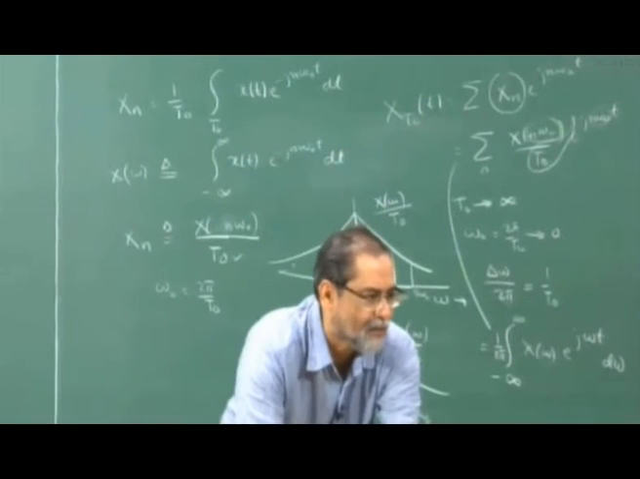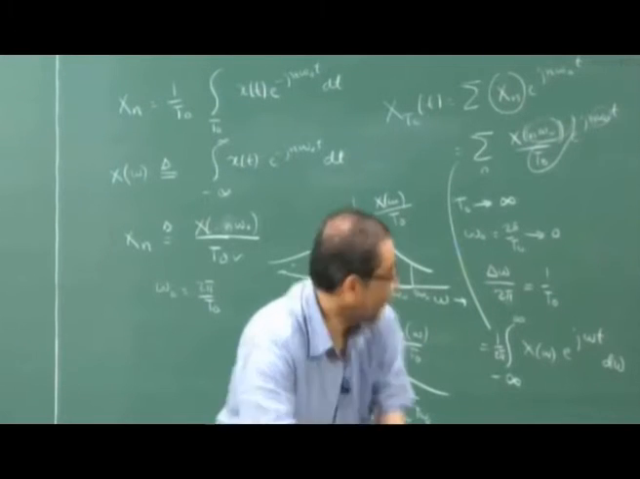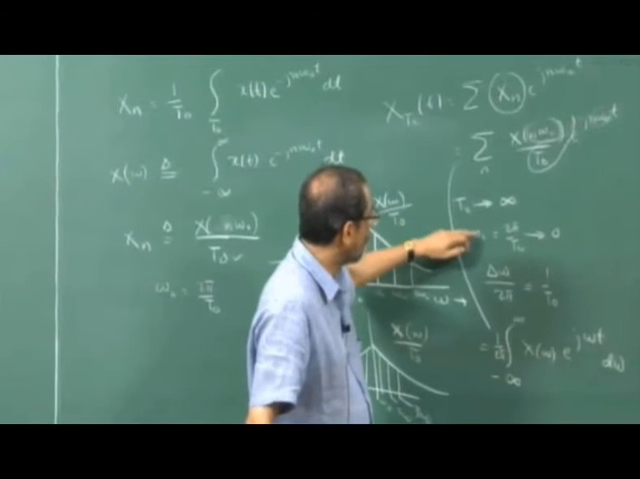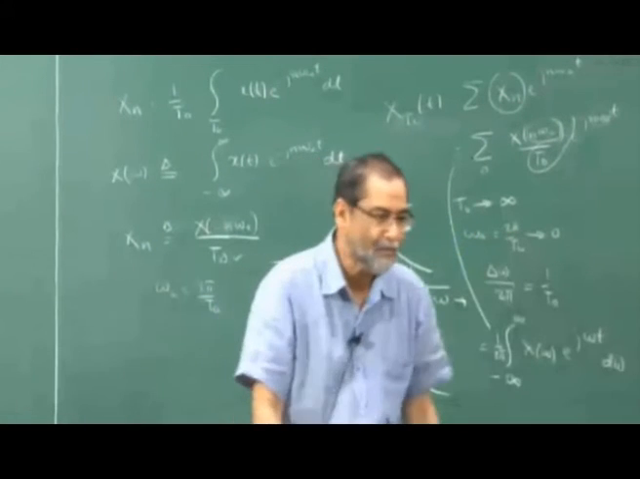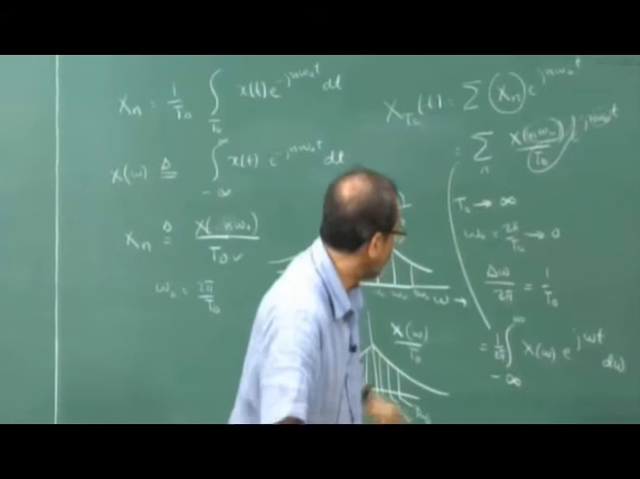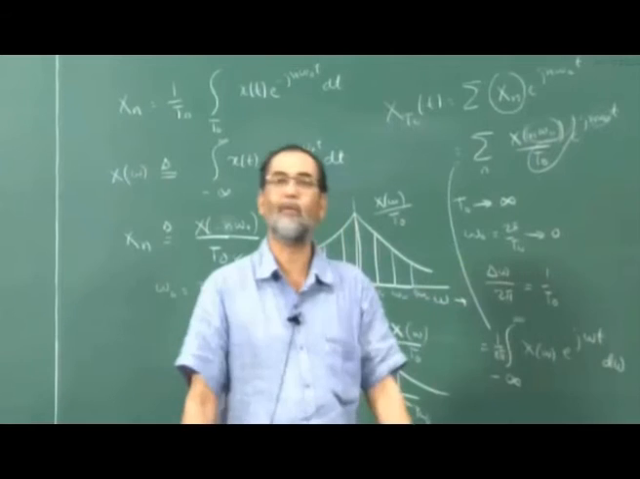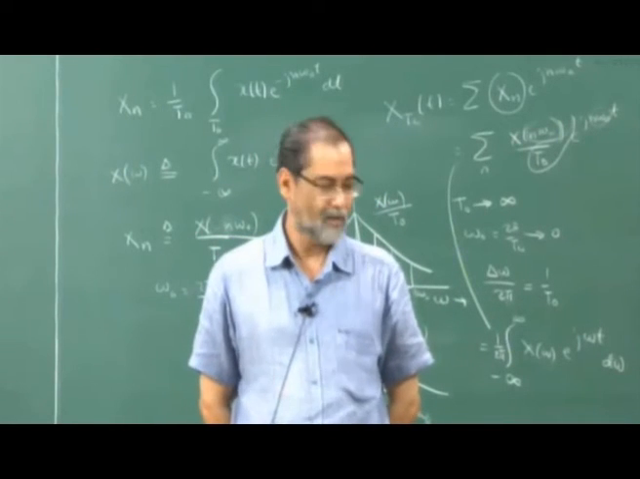So you see here in this first boxed equation I have x of t on the left hand side, 1 by 2 pi, that comes because omega naught and t naught are connected by a 2 pi statement. So 1 by 2 pi, minus to plus infinity, x of omega e raised to j omega t d omega. That's the inverse Fourier transform equation, right.